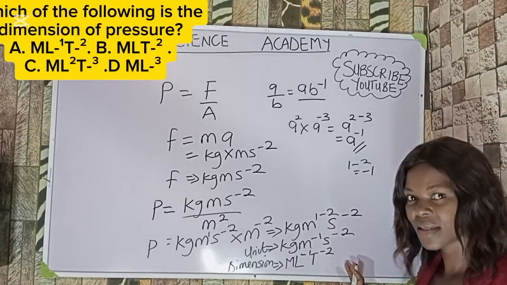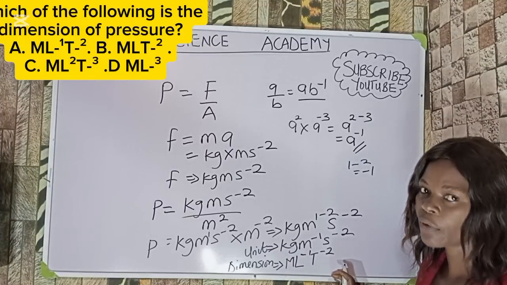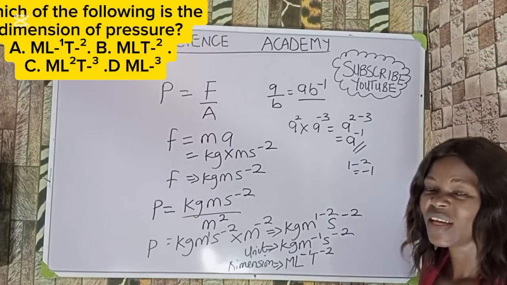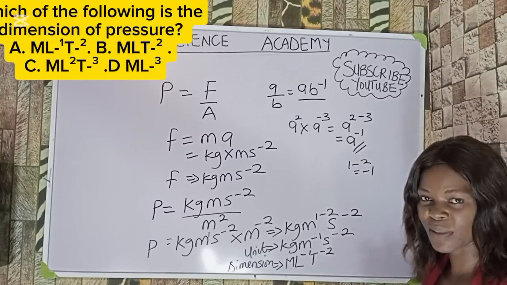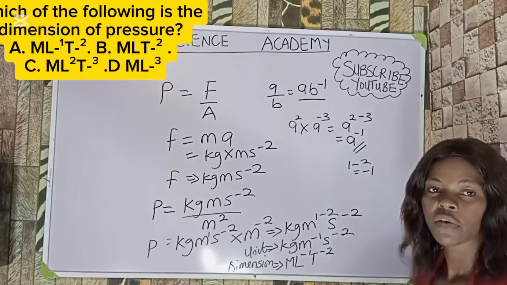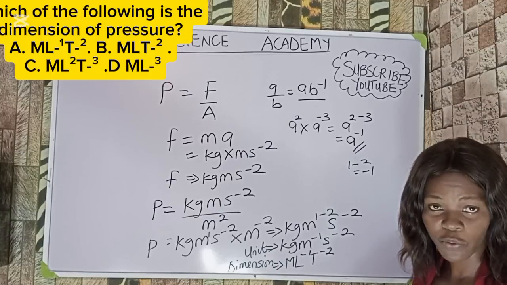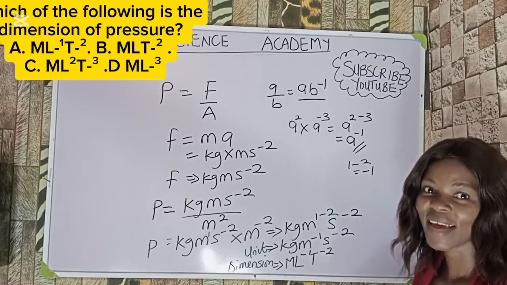Now, this is the dimension of pressure, which is what they asked us to find. So, in case you see something similar to this, you can use the way I explained to be able to get your correct answer. From what we've done so far, the correct option to this question is option A.